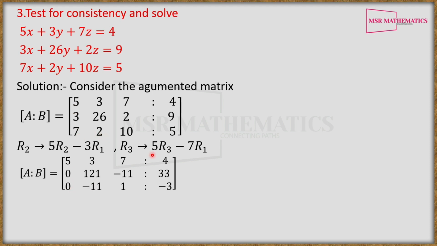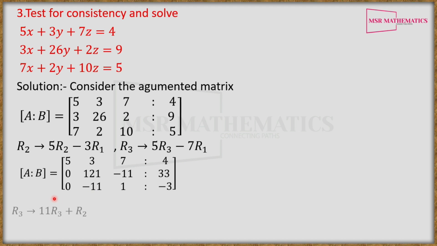R3 is 2, so 5 into 2 is 10, 10 minus 7 into 3 is 21, we get a value as minus 11. Here R3 is 10, so 5 into 10 is 50, minus 7 into 7 is 49, so we get a value as 1. Here 5 into 5 is 25, 25 minus 7 into 4, we get a value as minus 3. So next step we have to reduce this value as 0.